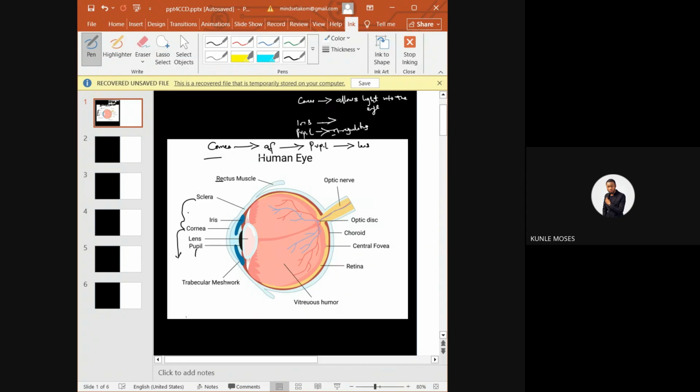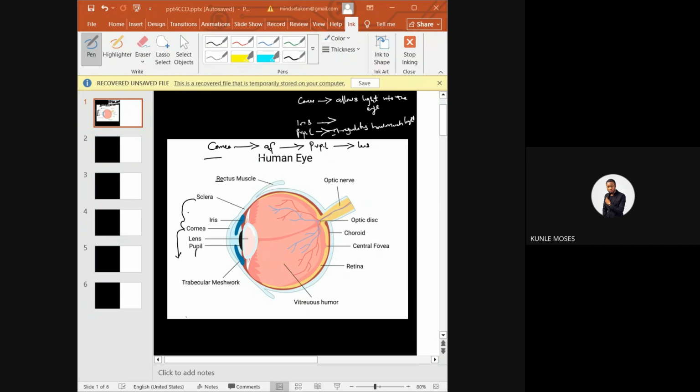It regulates how much light enters through the cornea into the eye. How much light? Just write it yourself, please. How much light that enters into the eye.